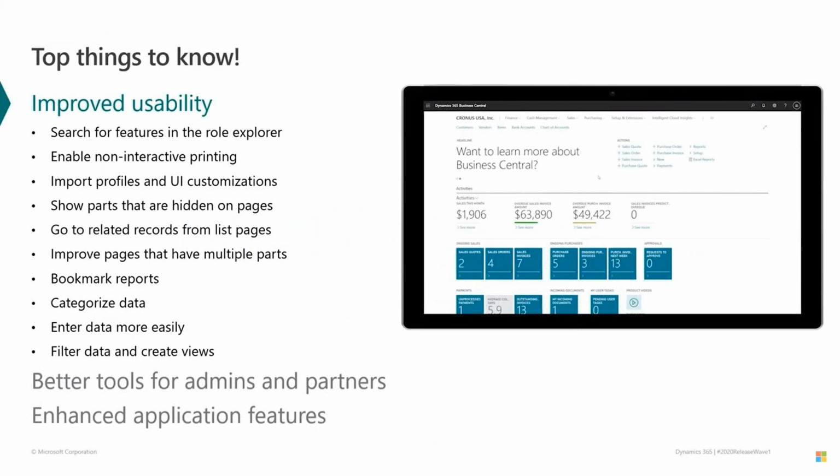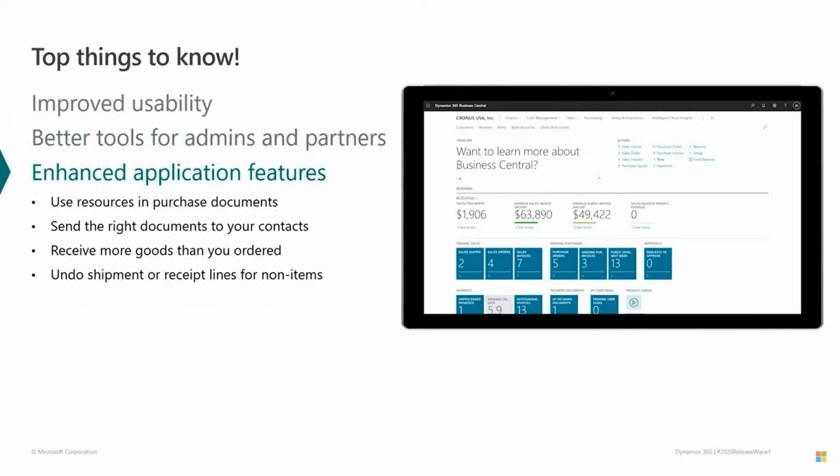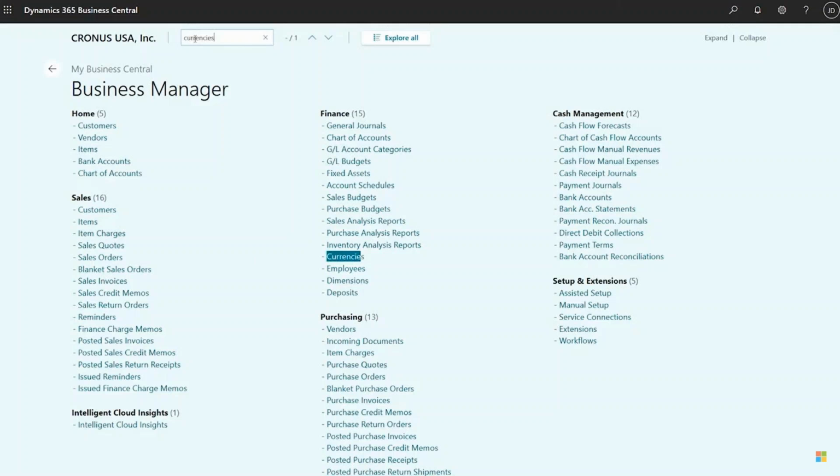Those are more or less divided into features for the improved usability, some new features for better tools for admins and partners, and some enhanced application features. First, the improved usability. The Business Central Role Center has a new addition that complements the manual navigation. We are all familiar with the Role Explorer, and users can now open the Role Explorer and start typing what they are looking for, and then the text will be highlighted. So in this example, when you're looking to go through currencies right away, just type currencies and the right menu will be highlighted.